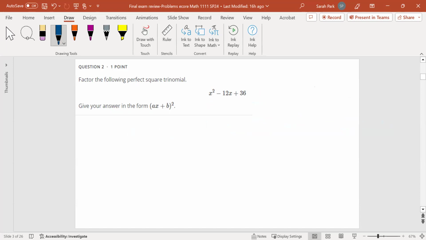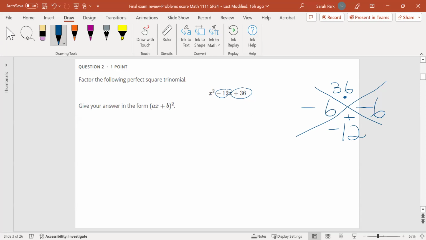Okay, question 2, we need to factor this trinomial: x squared minus 12x plus 36. If we have a trinomial, I use the big X method, where you take the c term, the last number, and find a product of 36 that gives you the sum of the b term, which is negative 12. We have negative 6, because negative 6 times negative 6 is 36, and negative 6 plus negative 6 is negative 12.